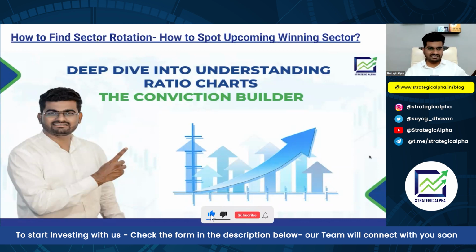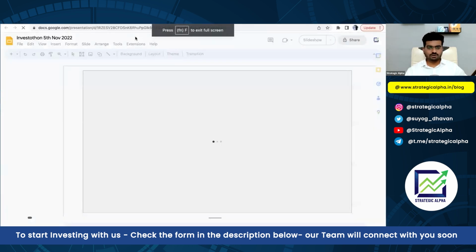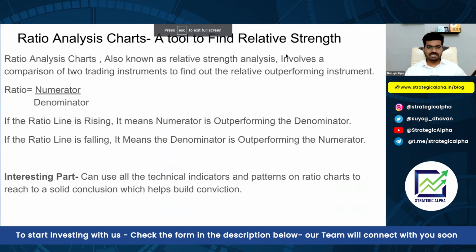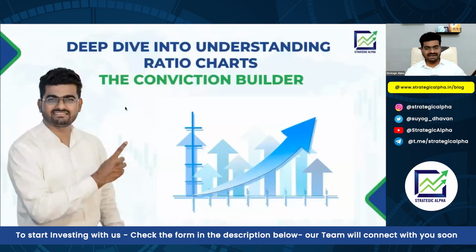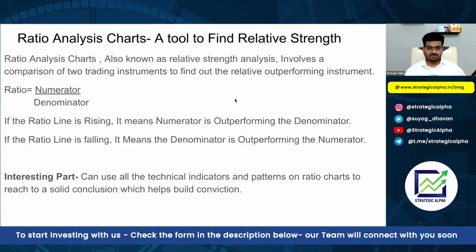So how to find, I'll just go through a few points from that presentation so that you'll be able to understand ratio charts, deep dive into ratio charts, how to find the upcoming winning sector or upcoming winning stock also. But for sector rotation, this is like a boon. So this ratio chart, what is a ratio chart? It is a ratio of a numerator divided by denominator. So if you just do that ratio, it gives you a relative strength chart, because if you just compare Nifty divided by Bank Nifty, you'll get a ratio chart of that.